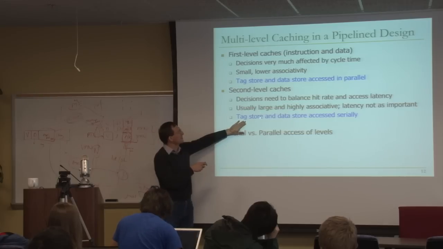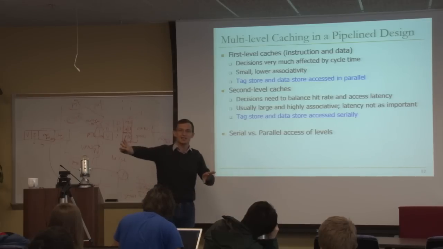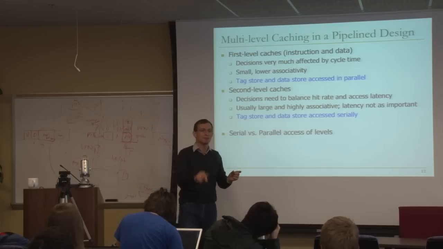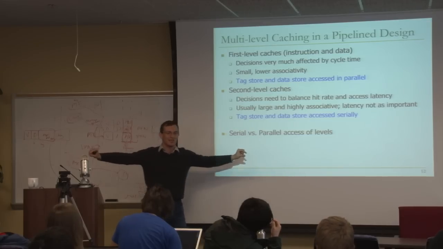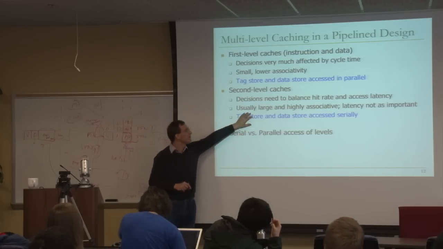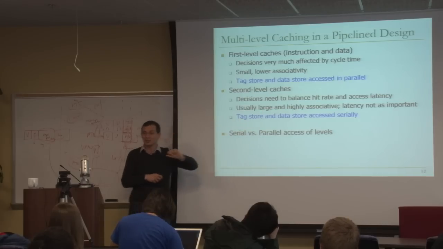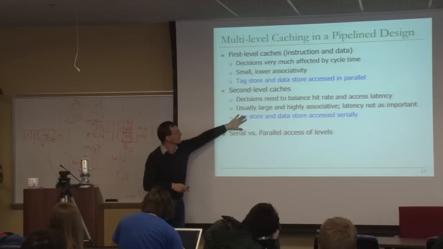Instead, if you access it serially, you first determine whether it's a hit or miss. And once you determine it's a miss, you don't access the data store. If you determine it's a hit, you know exactly which way it's hit. You can power up only that way in the set. You don't need to power up the entire set. So even the hits are much more energy efficient if you access the tag store and the data store serially. Make sense?